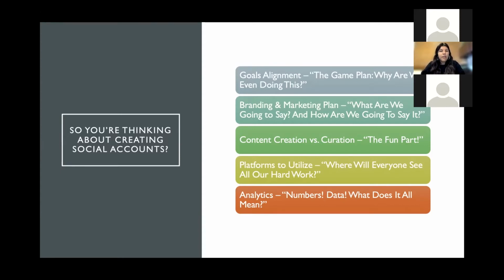The next thing would be a branding and marketing plan. It's basically what are we going to say and how are we going to say it? Those two points are really important to figure out in the early days of your social media plan. Then content creation versus content curation. Those are really important to have, and they're both important to feature on your social media pages. And just how can you do that? I say it's the fun part because I really like to see all of the different kinds of content curation and creation that people do, and how they expand their voice and their brand.